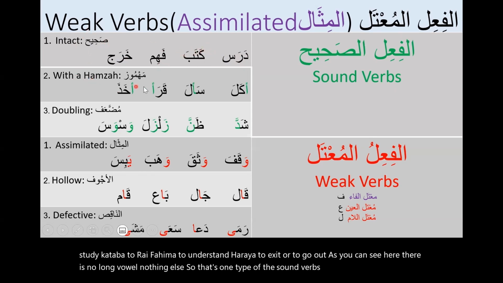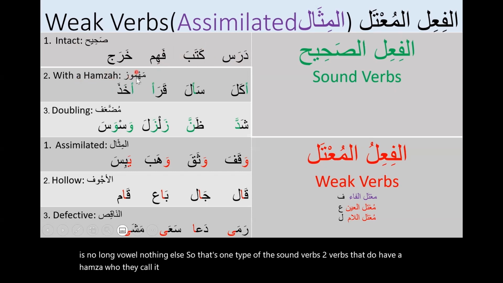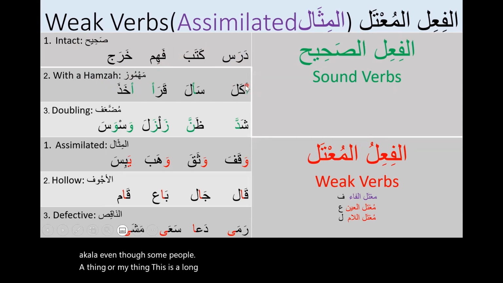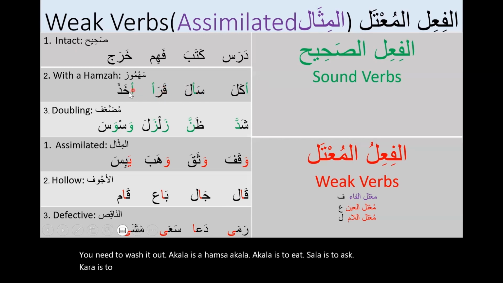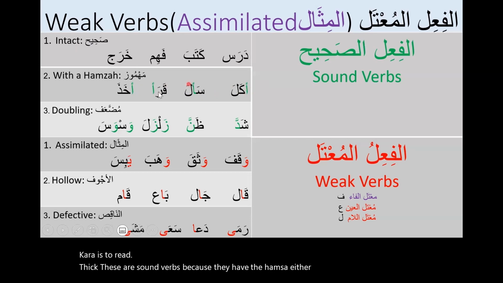Number two, verbs that do have a hamza, we call it al-fi'l al-mahmuz. Mahmuz came from hamza, the name hamza. So akala, even though some people might think this is a long vowel, you need to wash it out. Akala has a hamza. Akala is to eat. Sa'ala is to ask. Qara'a is to read. Akhadha is to take. These are sound verbs because they have the hamza. Either the hamza is at the beginning, in the middle, or at the end.